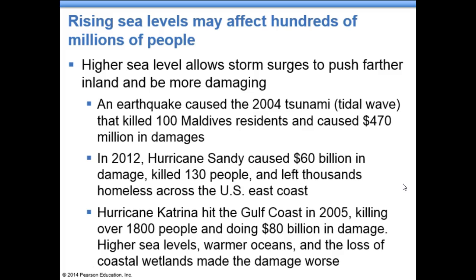In 2012, we had Hurricane Sandy that we talked about, $60 billion in damage, killed 130 people. It left thousands homeless across the United States and the East Coast. Hurricane Katrina in 2005 killed over 1,800 people, and it did about $80 billion of damage. There were higher sea levels and warmer oceans and loss of coastal wetlands that made this damage a lot worse.